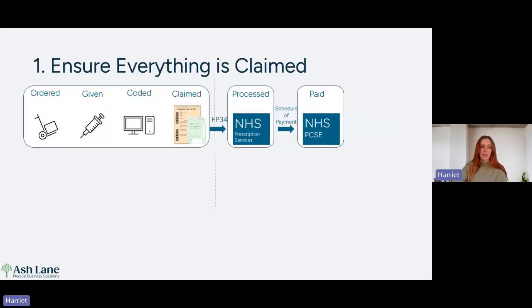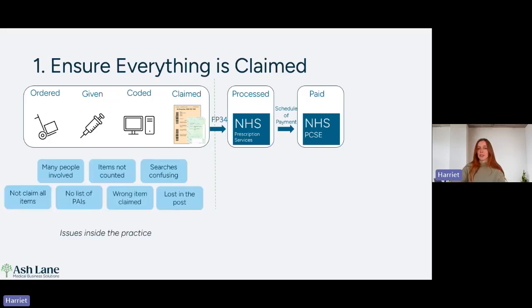Let's start with the first one, make sure everything is claimed. So this is a bit of a schematic of what's going on in your practice every single month. Your drugs are being ordered, given by all of your clinicians, hopefully coded in the clinical system, and then the FP10s, those green pieces of paper, are being printed and collated into the salmon FP34 sheet. There are a lot of people involved in this process. So as a result, things will inevitably get missed.